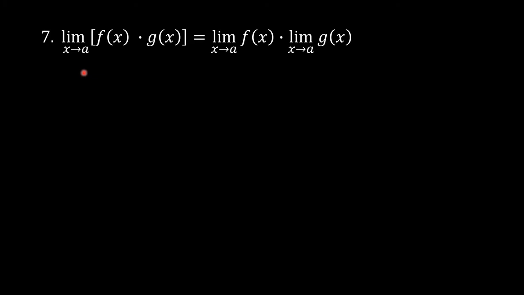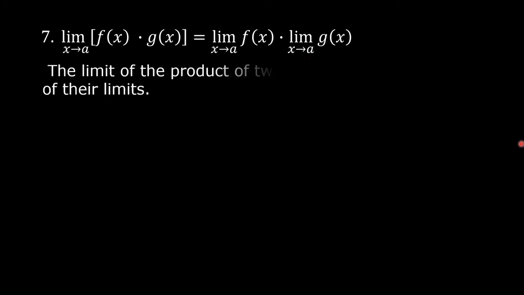Theorem number 7. The limit of the quantity f of x times g of x as x approaches a is equal to the limit of f of x as x approaches a times the limit of g of x as x approaches a. This means the limit of the product of two functions is the product of their limits.